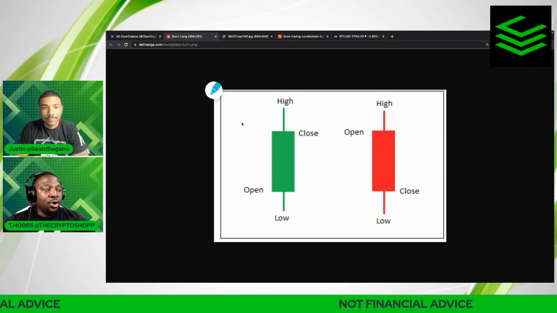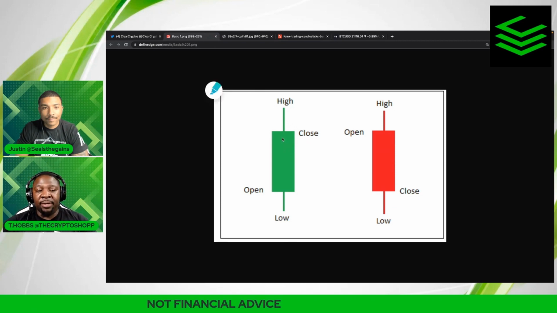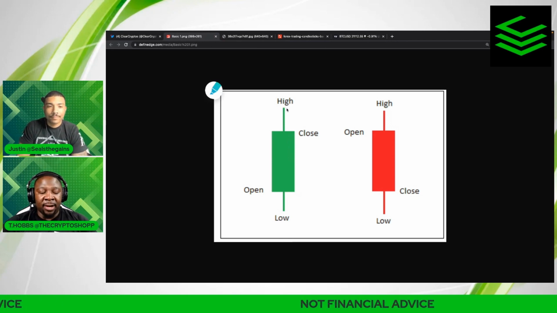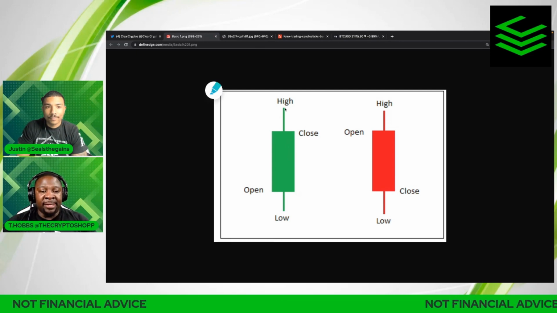The things you need to know about the green candle is that this particular candle is broken down into sections. This big section right here is called the body. That's where the majority of the trading happens. Now, when you come out of the body and go to the upside, the high point is the highest that the asset, stock or crypto, reached in this candle time frame.